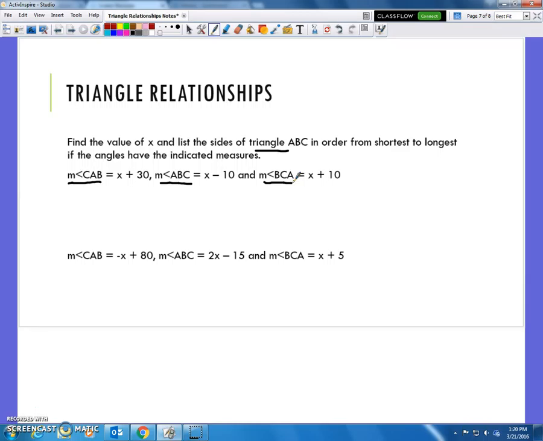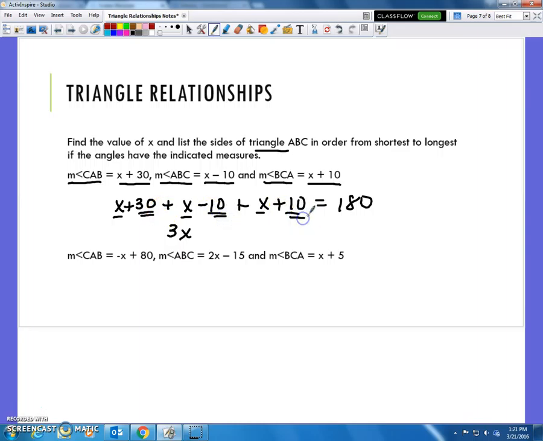So even though there's lots of variables in this one, I can still say that whatever this angle is, x plus 30, plus whatever this angle is, x minus 10, plus whatever this angle is, x plus 10, should equal 180 degrees when I'm all done. So if I can find the unknown, then I can find what these 3 angles are. So what I'm going to do is combine like terms. I have 3 x's and call him 3x. I have 30 minus 10 is 20, plus 10 is 30 again. Plus 30 equals 180. So I'm getting closer to solving for my unknown. Continue on. 3x equals 150. And when I divide by 3, it looks like x equals 50.